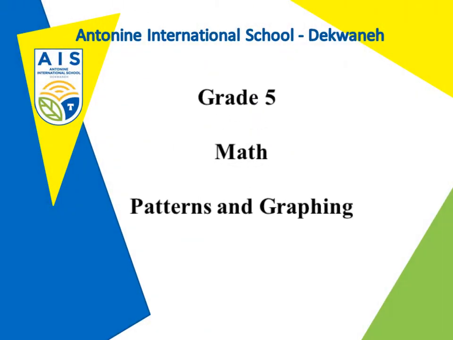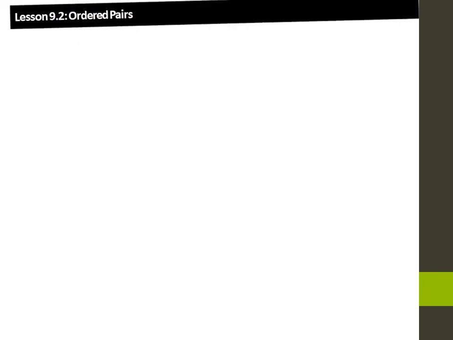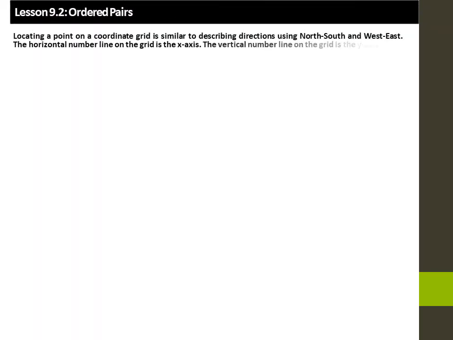Hello, grade 5. Our math lesson is about patterns and graphing. Ordered pairs. Locating a point on a coordinate grid is similar to describing directions using north, south, and west, east.